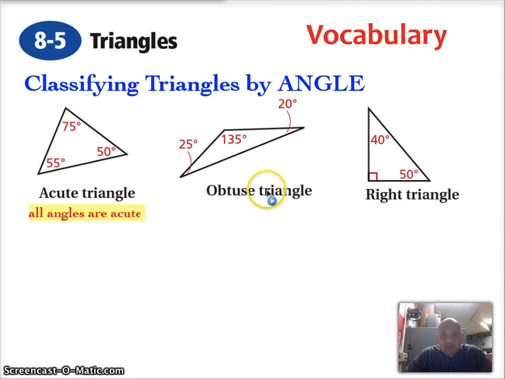An obtuse triangle is our second type of classification by angle. An obtuse triangle has one angle that is obtuse. And as you can see, the obtuse angle that we have here is the 135 degree angle. It is greater than 90, but less than 180 degrees.